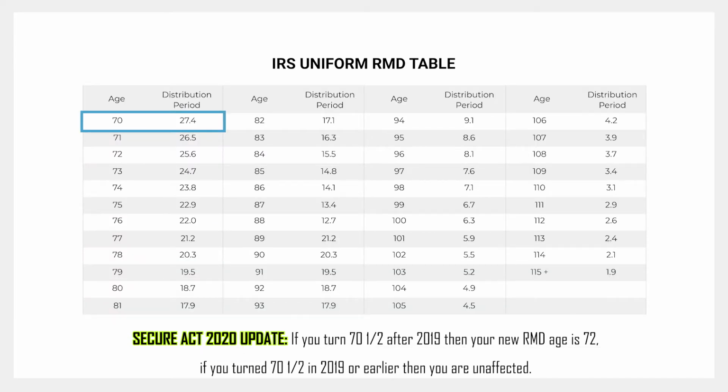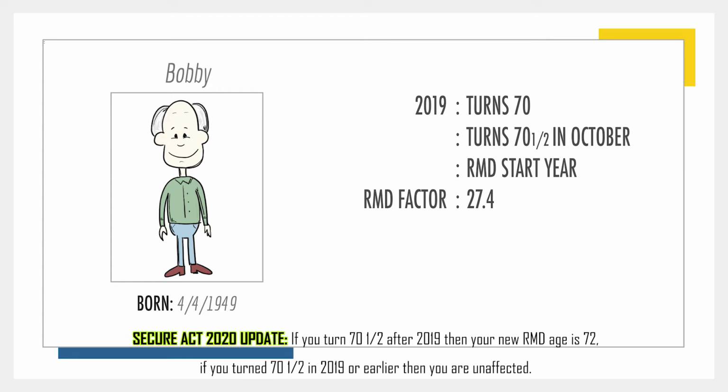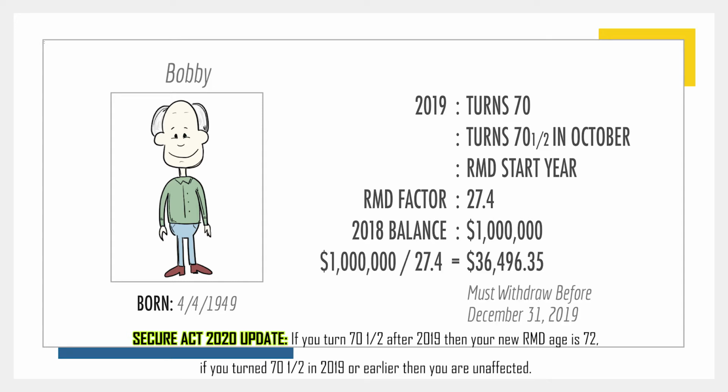Now, going back to the IRS uniform table that we just looked at, Bobby's RMD factor is 27.4, and the 2018 balance of all of Bobby's tax-deferred retirement accounts totaled $1 million. For Bobby, using the calculation that we talked about previously, he took that $1 million and divided by his RMD factor, or 27.4, which totaled the 2019 RMD amount of $36,496.35. Keep in mind, this withdrawal has to happen before December 31st of 2019, or before December 31st of your RMD year.